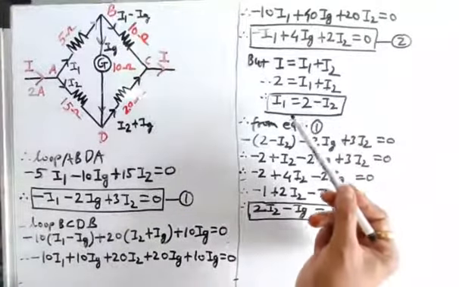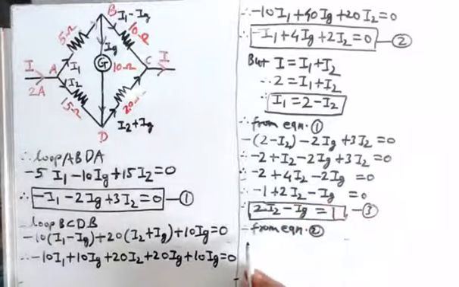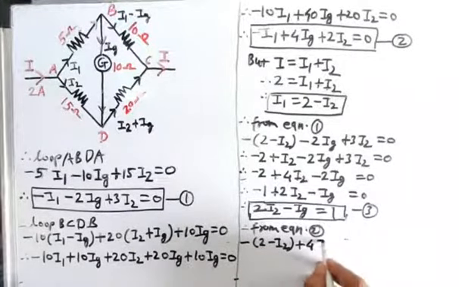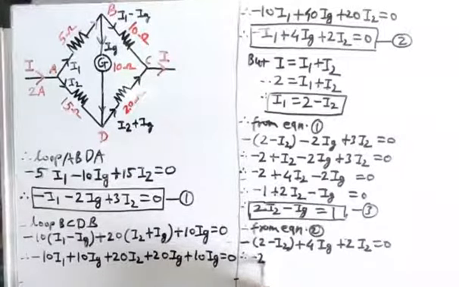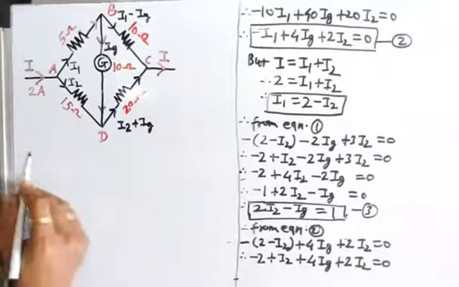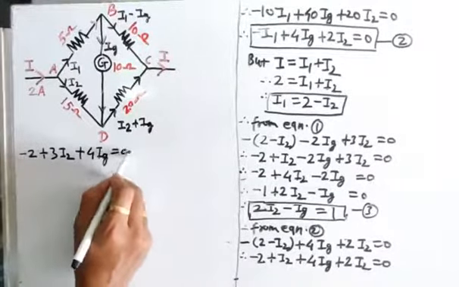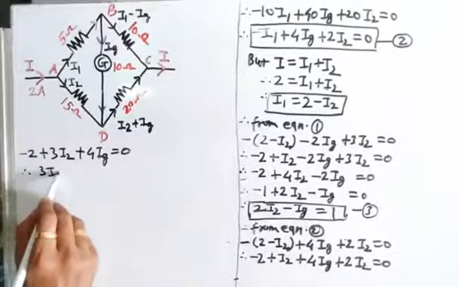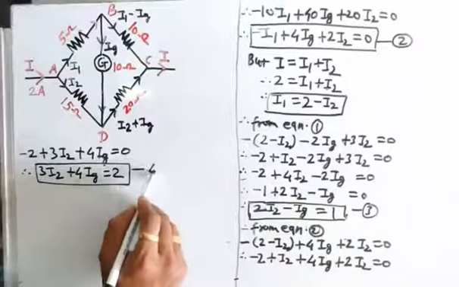Now similarly from equation 2 we are going to substitute the value of I1 in this equation. Therefore from equation 2 we can substitute this value. So we can keep this minus sign as it is. For I1 we can write 2 minus I2, plus 4 IG plus 2 I2 is equal to 0. So therefore we can write minus 2, this minus minus becomes plus I2, plus 4 IG plus 2 I2 is equal to 0. Therefore from this we can write minus 2 plus 3 I2 plus 4 IG is equal to 0. Therefore from this we can write 3 I2 plus 4 IG is equal to 2. We will consider this as equation number 4.